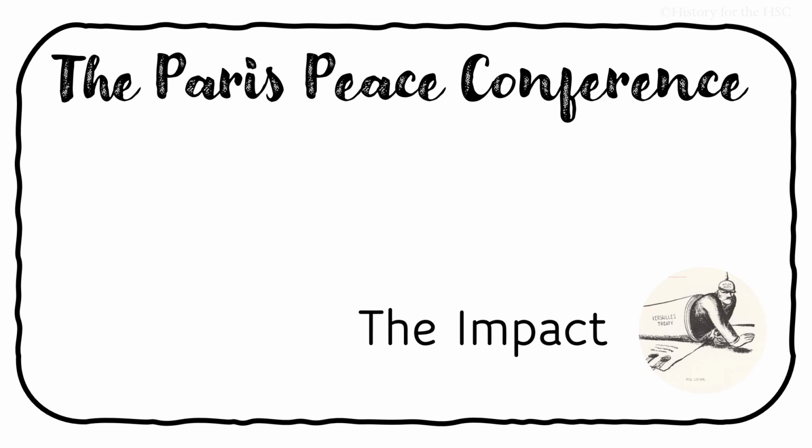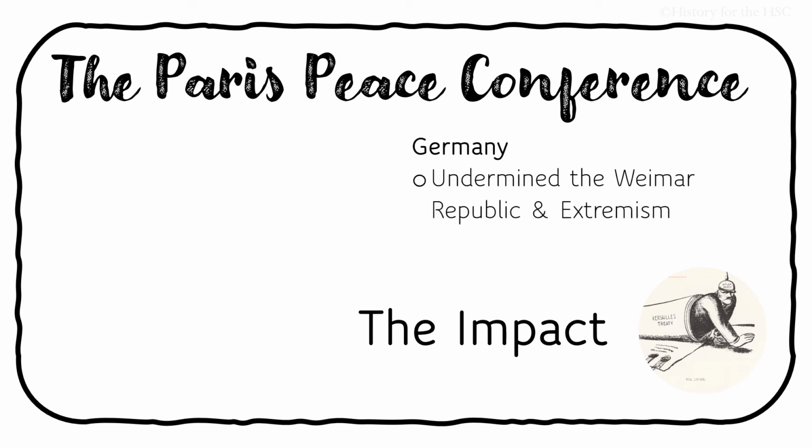So let's take some time to consider those impacts now. And we're going to start with Germany. The signing of the Treaty of Versailles completely undermined the Weimar Republic, and it led to the rise of extremism on both the left and the right in Germany.